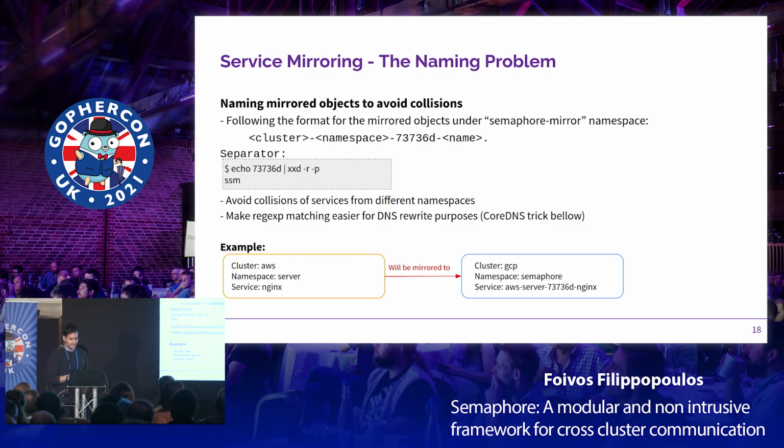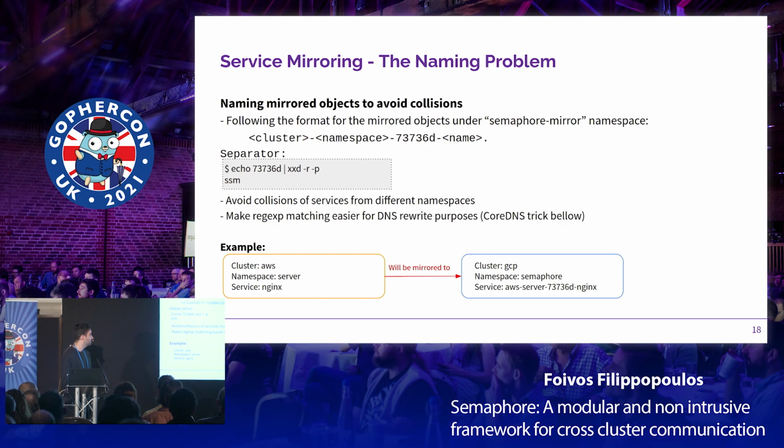Now, because I'm taking everything from every other cluster and stacking it under the same Semaphore mirror namespace, it's possible that we could face a collision on the names of the different services that we mirror. Arguably we can have many namespaces, many teams, and we don't have control over what all the stuff is called. When we're mirroring stuff, there is always a chance for them to collide. That's why we're going to introduce a pattern to name our mirrored services, which is going to be cluster-namespace-separator-name.